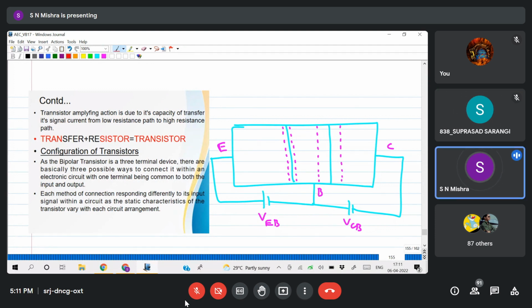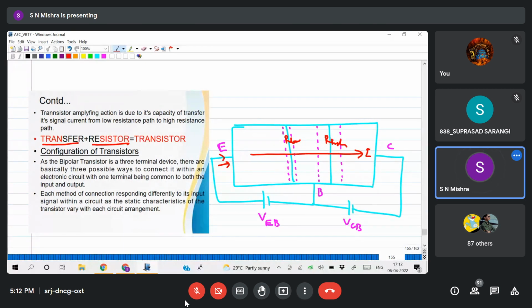So you see here, whenever we are sending current, current is moving from the forward bias region to the reverse bias region. If the depletion region is narrow, that means we'll find less resistance, and reverse bias wider depletion region will offer high resistance. So actually current is moving from a low resistance path to a high resistance path.